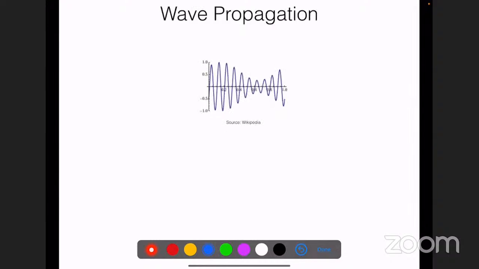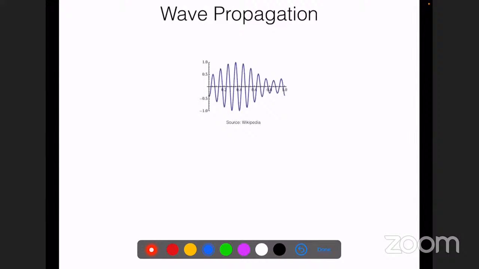Now, we have been talking almost exclusively about a single wave. So we say, okay, this is my wave number kx, and I'm just going to focus on that particular wave number.